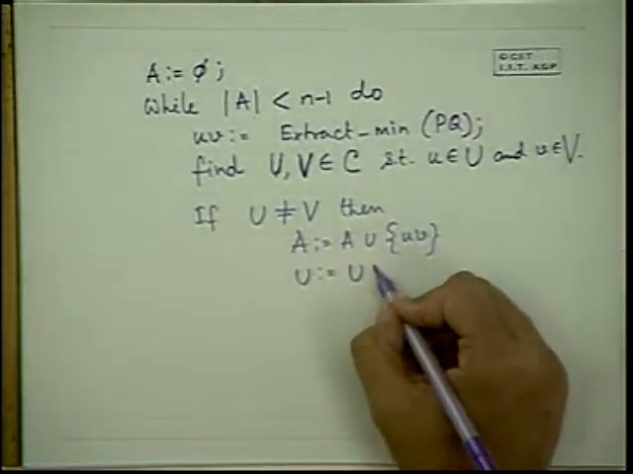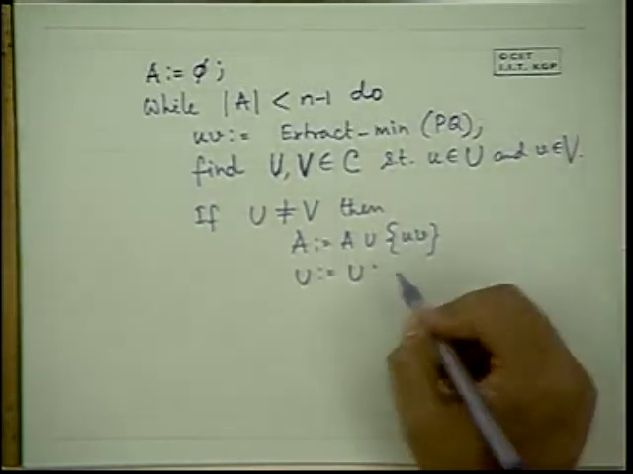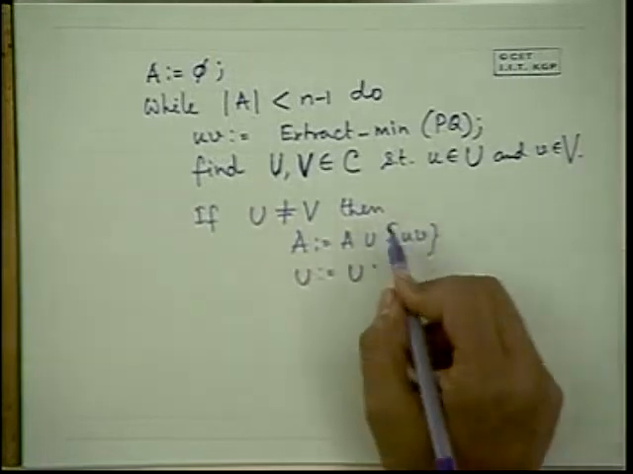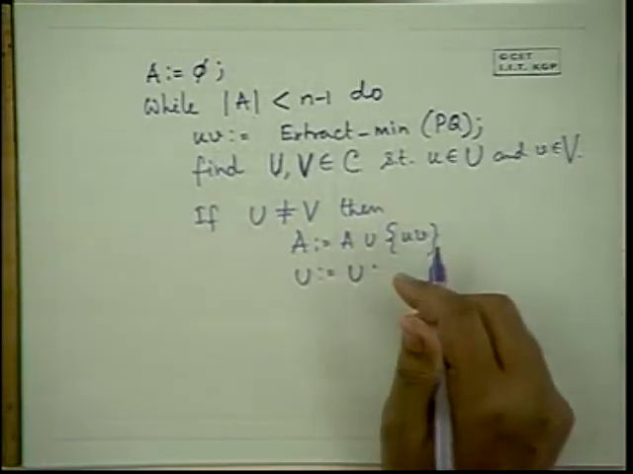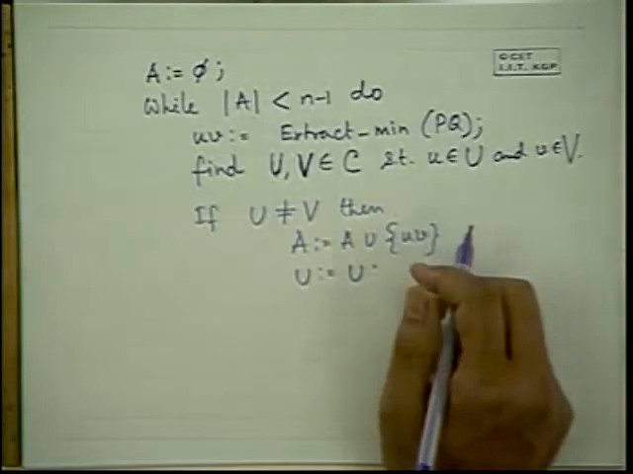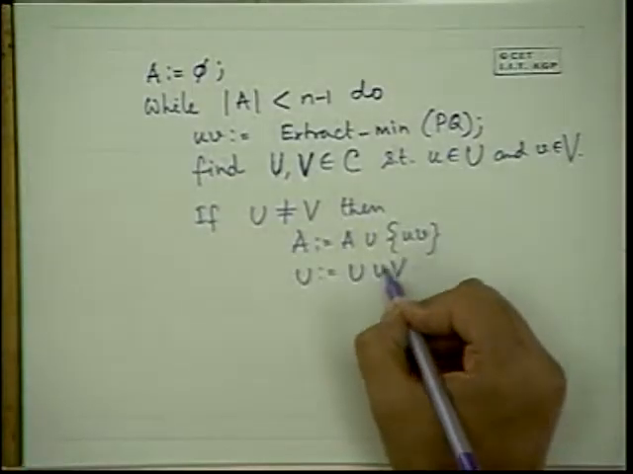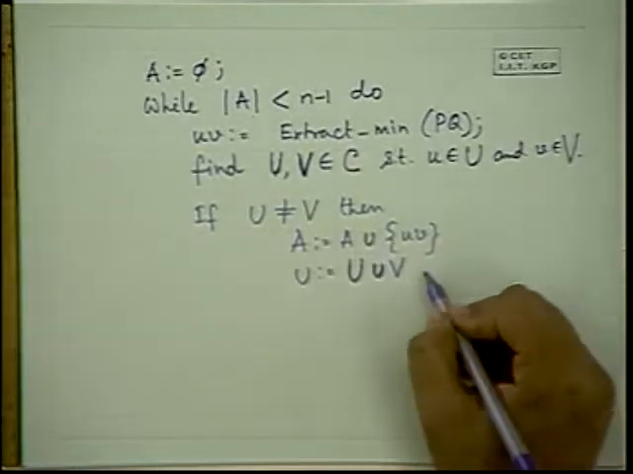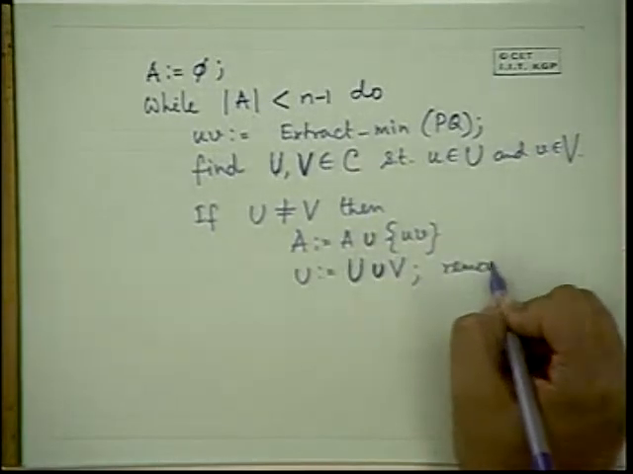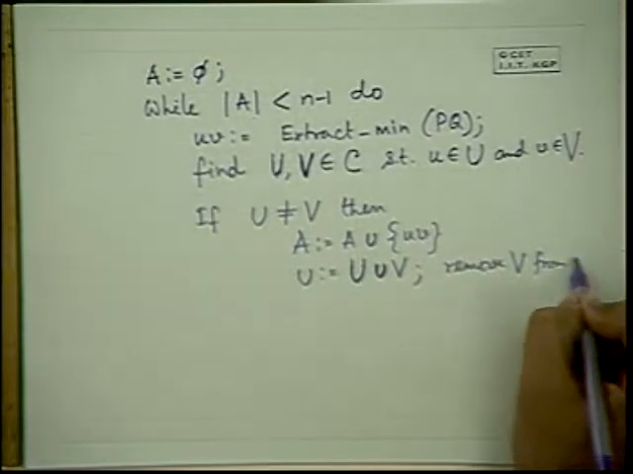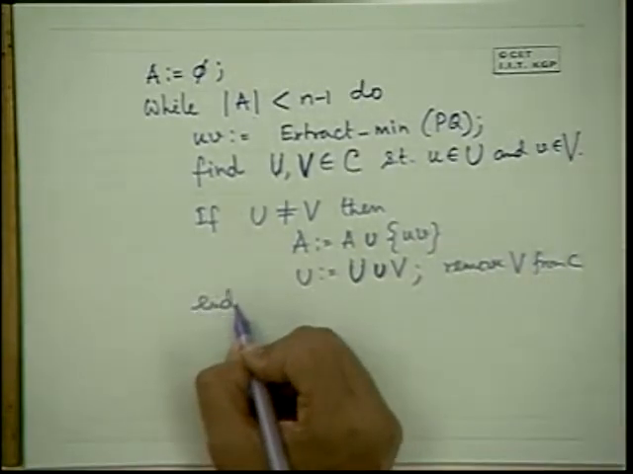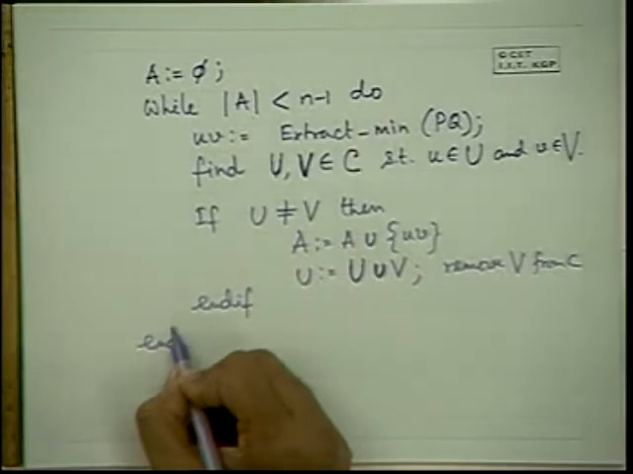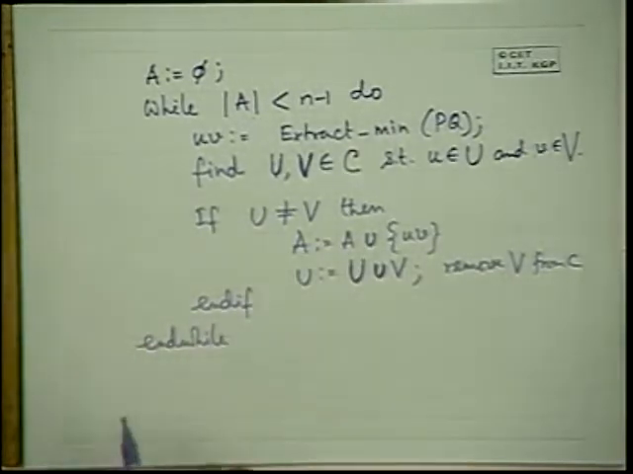Sorry, not only that, then you also change the set now. If U and V are different, and since you have included the edge UV, then you make the sets U and V the same set. So U becomes U union V. So this is the union, and this is U, big U. And remove V from C. End if. And this is Kruskal's algorithm.